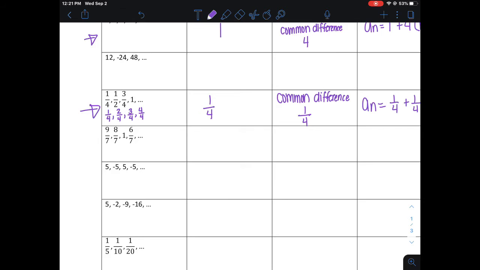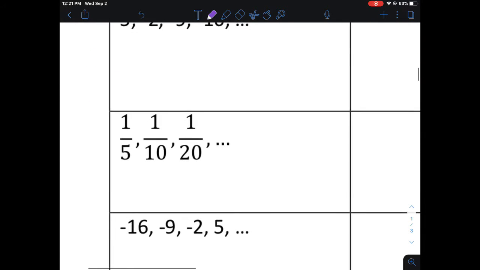All right, I think you're able to do the next one, very similar to the one that we just did. Let's go down to this other fraction one, because I know some of you are going to be like, whoa, that's way too scary for me. Okay, so we have 1/5, 1/10, and 1/20.